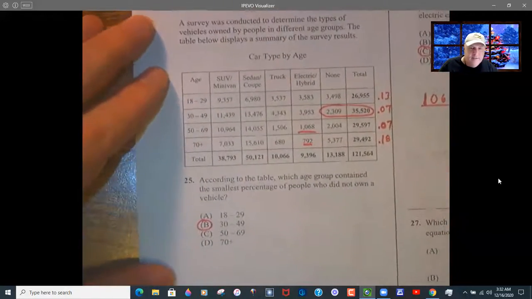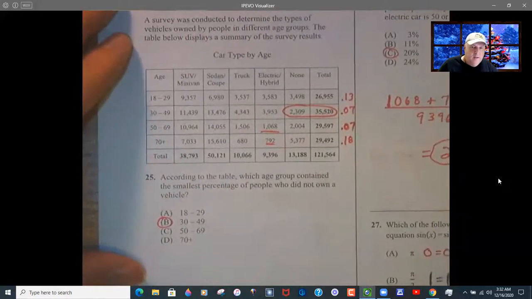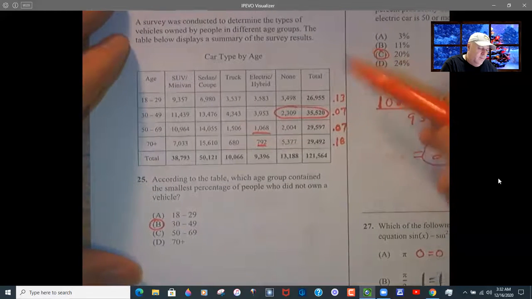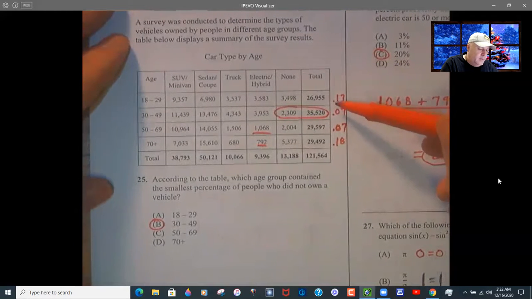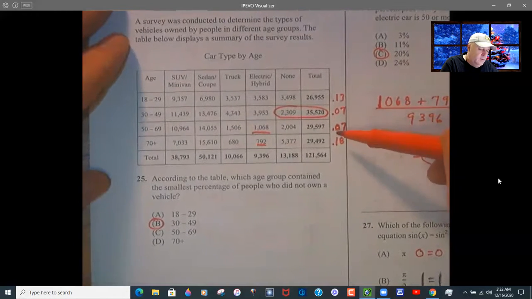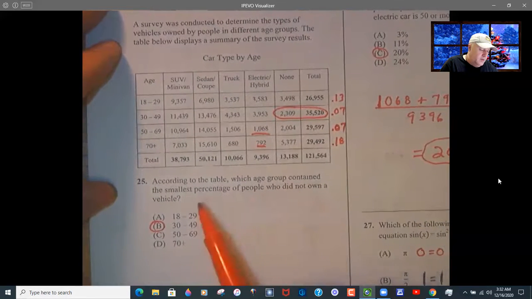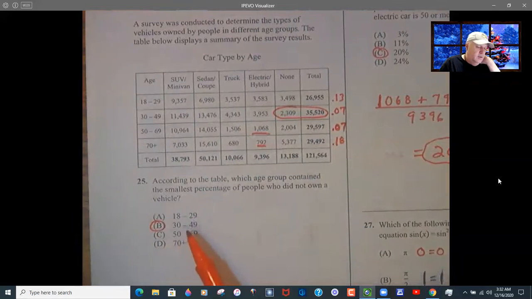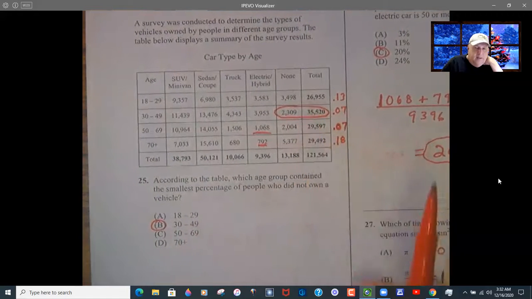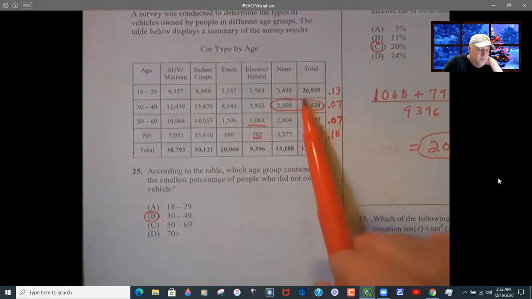All right, 25. So we're analyzing this table. And so what I did is I figured out the percent increase from each. So according to the table, which age group contained the smallest percentage of people who did not own a vehicle? So I'm sorry, it's not a percent increase, it's a straight percent. So for the smallest, you're looking at none over the total.